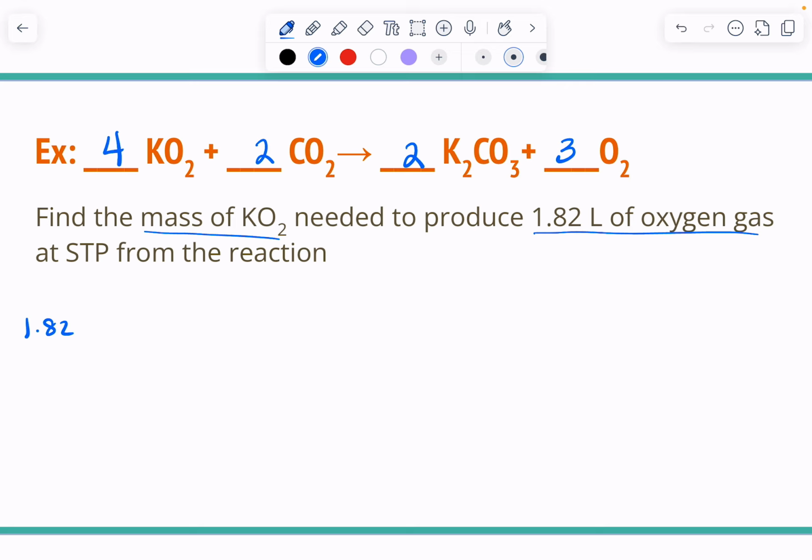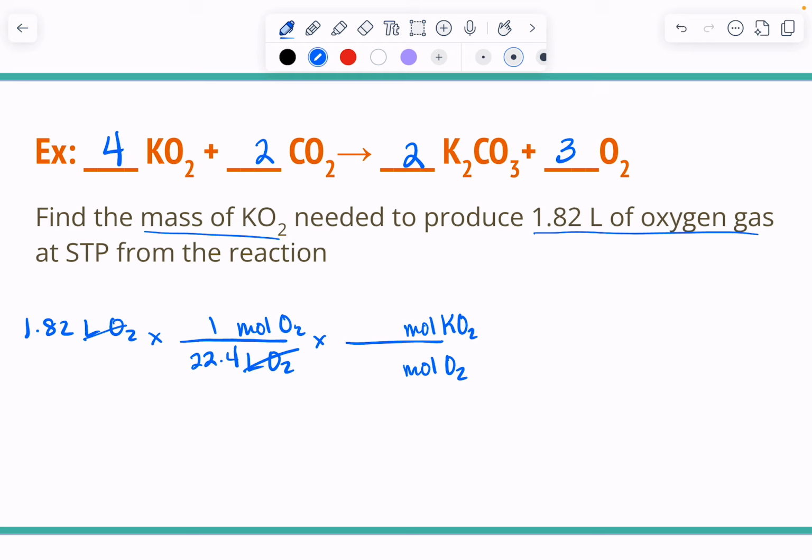So we're starting with 1.82 liters of oxygen gas, and we always have to get to moles, so we're going to be going from liters of O2 into moles of O2. So we're using our conversion factor for volume. It's always going to be the same at STP. And now that we have moles of O2, we can convert moles of O2 into moles of potassium oxide. This is going to be a 4:3 ratio. And now we can convert moles of potassium oxide into grams of potassium oxide.